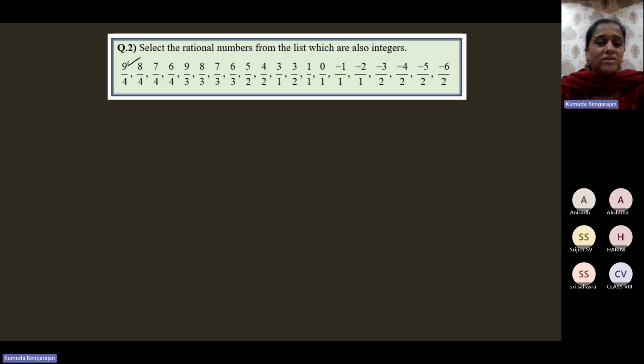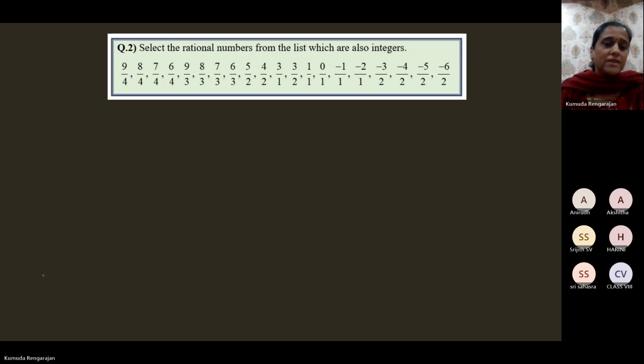Okay, so supposing I say, okay, 9 by 4 is a rational number. You must also check if it's an integer. Is 9 by 4 an integer? No. So then this number is not selected because you'll have to select numbers that are rational numbers as well as integers.